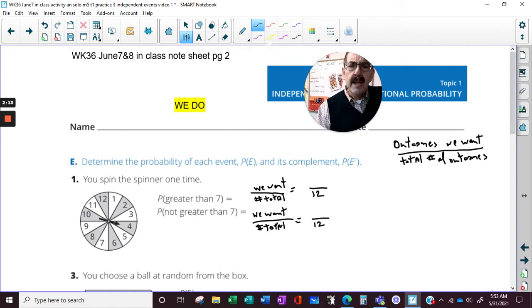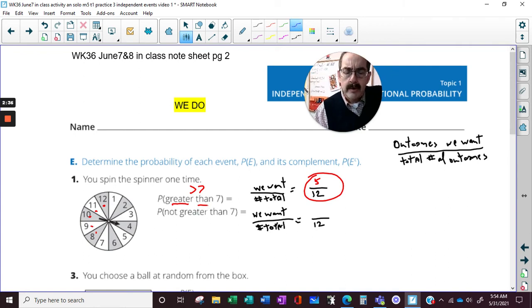Okay. Now, greater than 7. Greater than 7, not including 7. 1, 2, 3, 4, 5. 5. Done. 5 out of 12. 5 times out of every 12, we should get the answer we want. Cool.